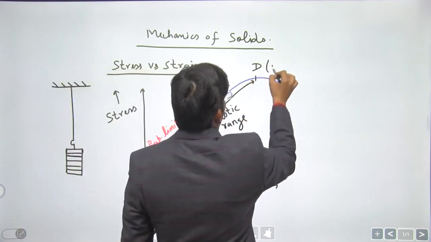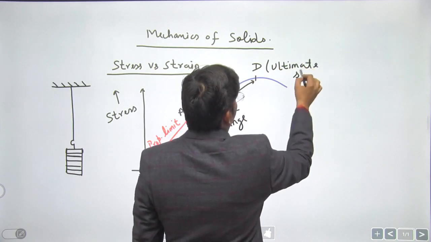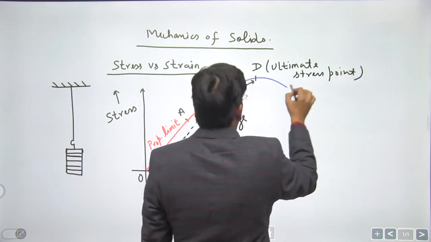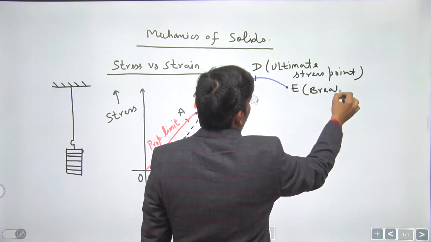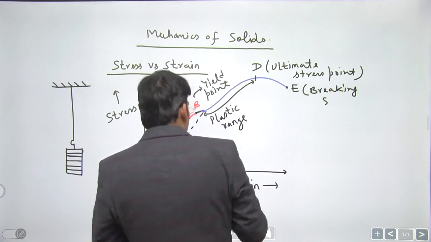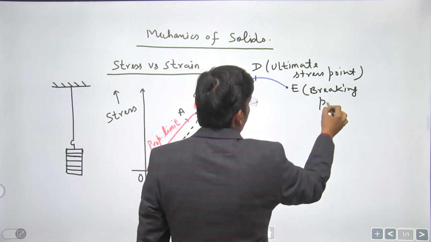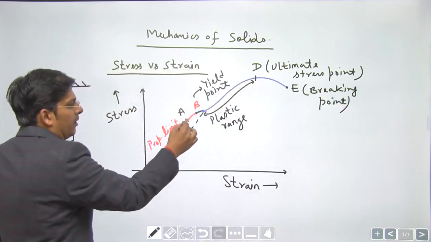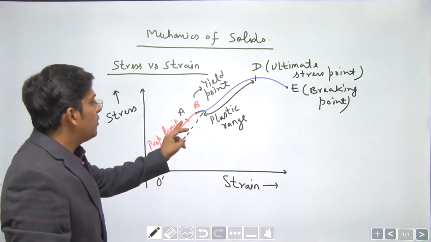D corresponds to the ultimate stress point, right? And this point E is going to be the fracture point or breaking point. The stress corresponding to this point is called breaking stress, dear students. So this is the proportional limit, and up to this limit, stress is directly proportional to strain.